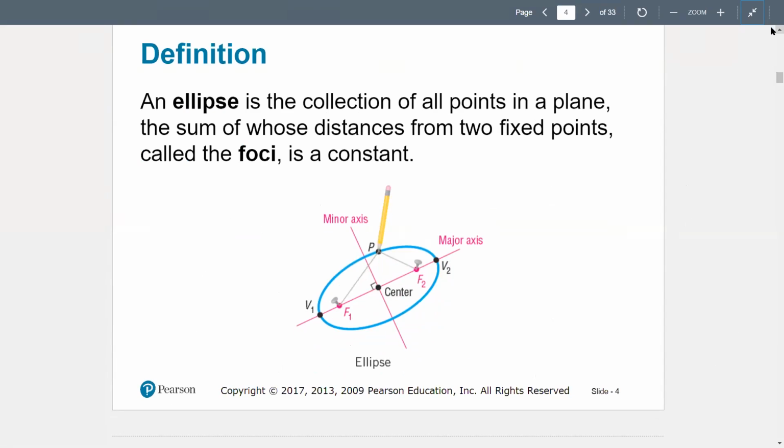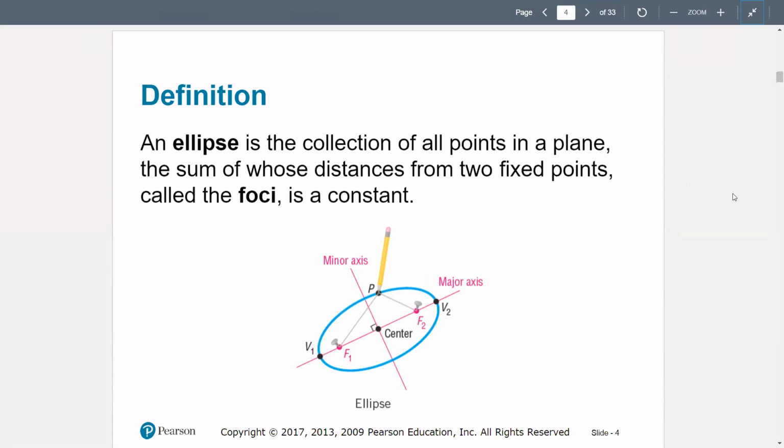Okay, if you take handwritten notes, you will want to go ahead and write this down. An ellipse is the collection of all points in a plane, the sum of whose distances from two fixed points, called the foci, is a constant.